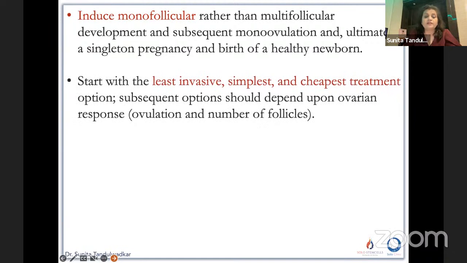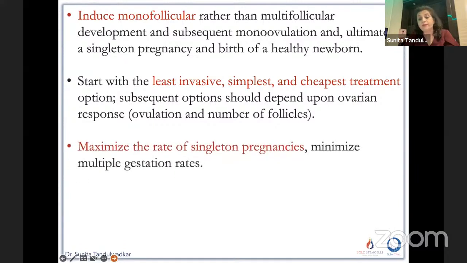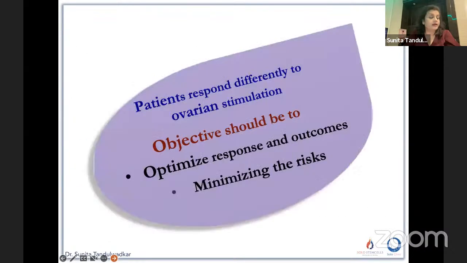We should always start with the least invasive, simplest, and cheapest treatment option. That is why the role of IUI, or ovulation induction in a non-ART cycle, plays a very important role. We need to maximize our chances of singleton pregnancy and decrease the chances of OHSS and multiple pregnancy. These are the basic goals of ovulation induction.